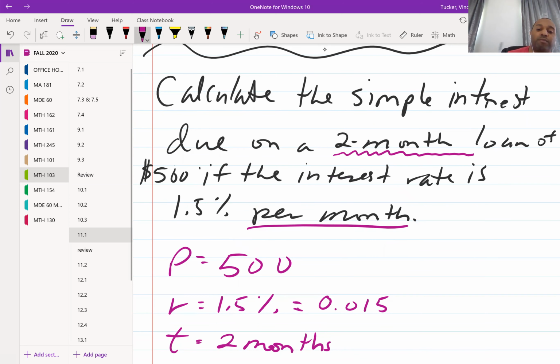So if it says per month, then you don't have to convert it if it's in months. Everything else was dealt in years, your percentages, APR, annual percentage rate, and you're always going to assume you're in years unless you see that the rate is per another term, like per month. Then you are good with leaving this as just 2 months. Make sure we're careful with that.